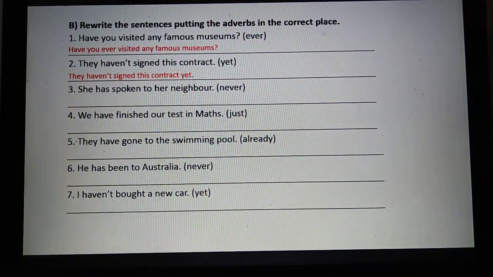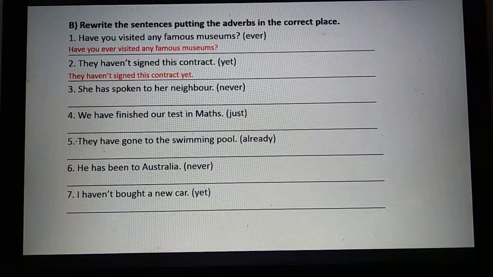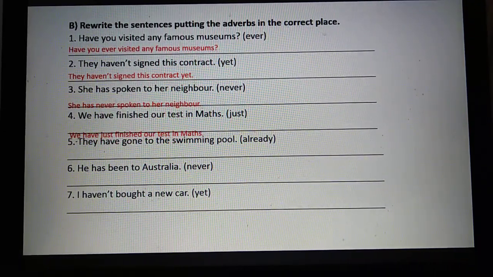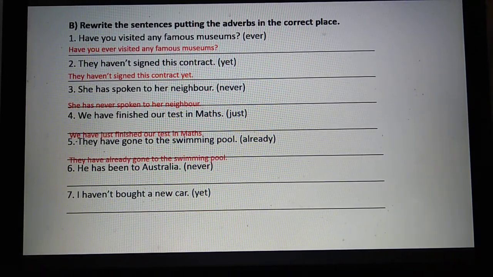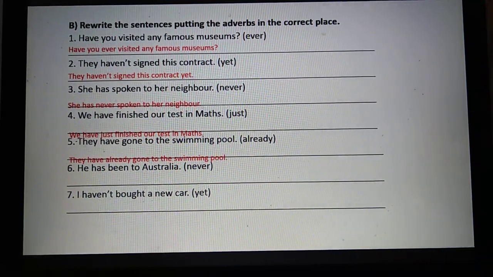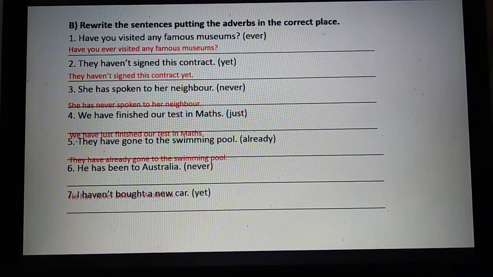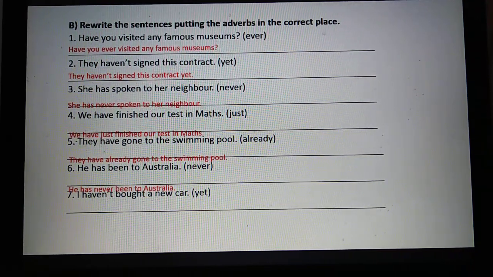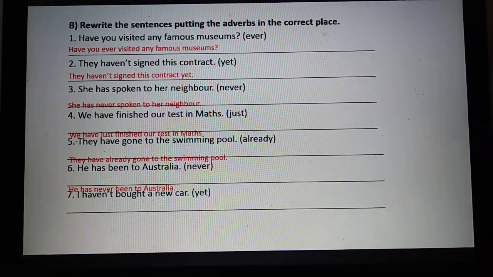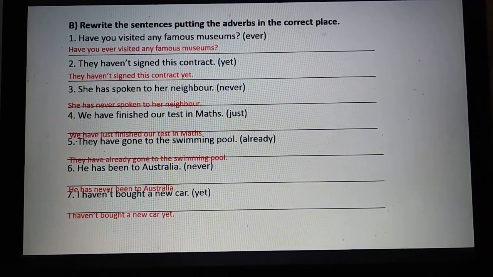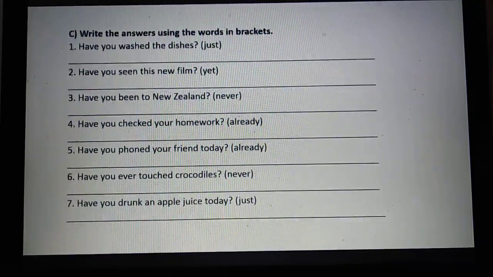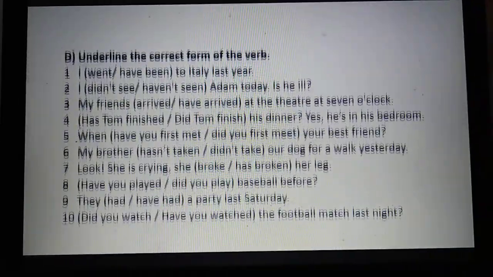It's correct. She has spoken to the neighbor. She has never spoken to her neighbor. Then we have just finished our test in maths. Then we have, they have already gone to the swimming pool. Then we have, she has never been to Australia. And then I haven't bought a new car yet, or I haven't yet bought a new car. Nice. Okay. Thank you.